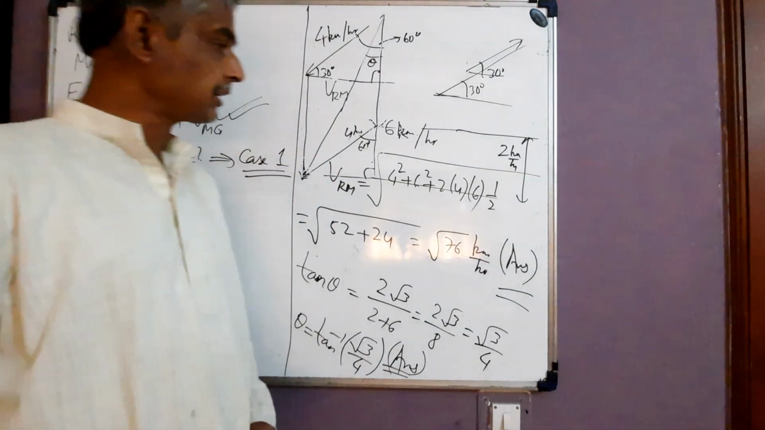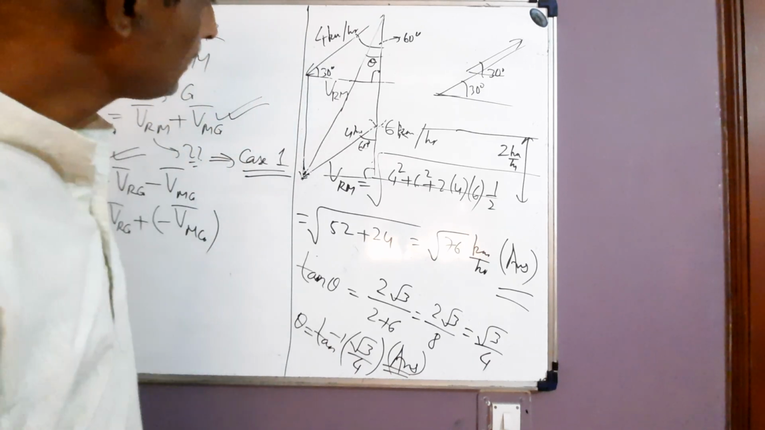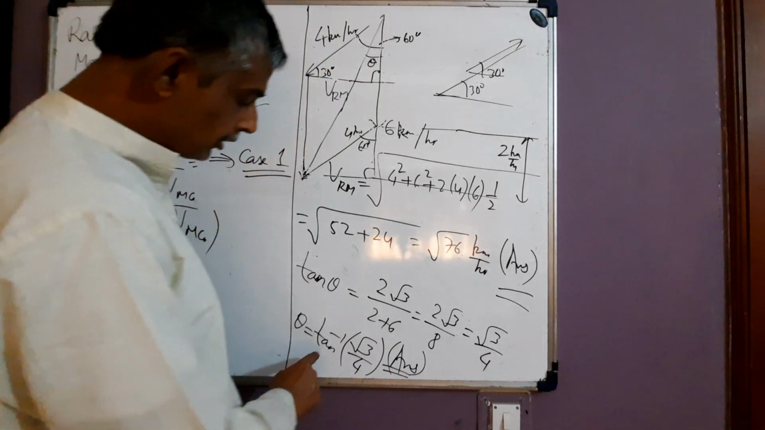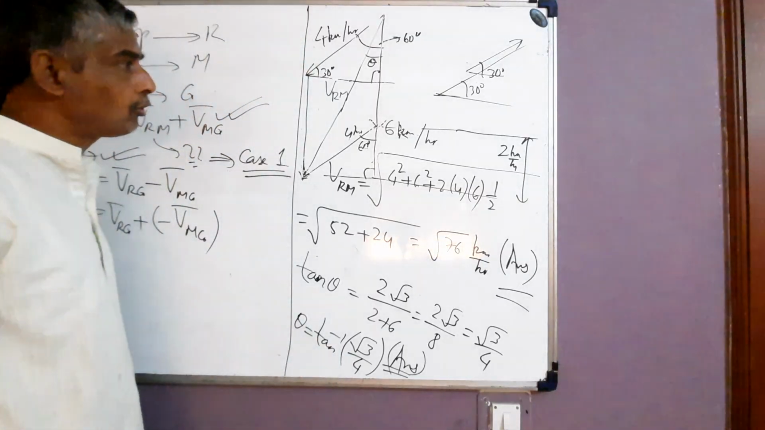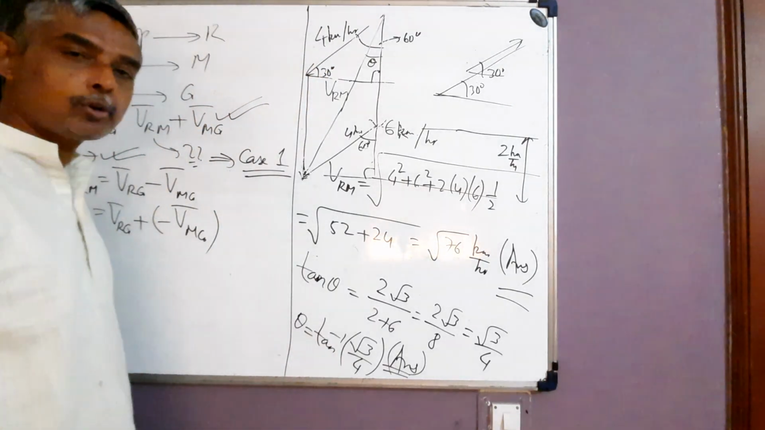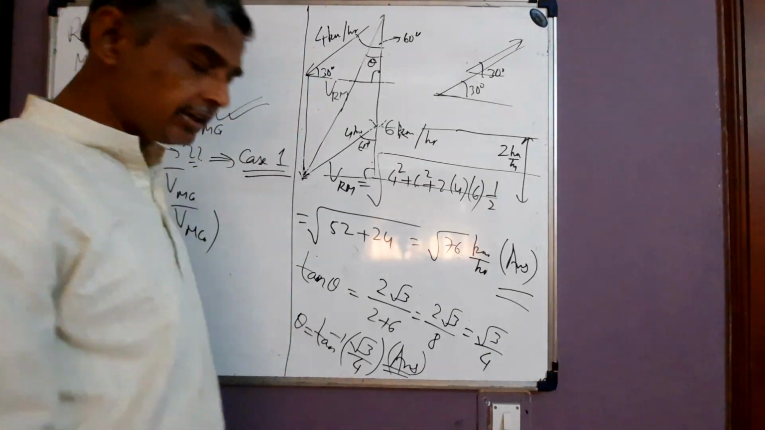So in order to protect himself from the raindrop in the best possible way, the person should hold the umbrella axis along the direction of VRM, that is at an angle of theta equal to tan inverse root 3 by 4 with the downward vertical. Okay, this is the answer.